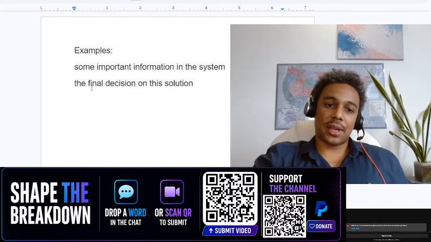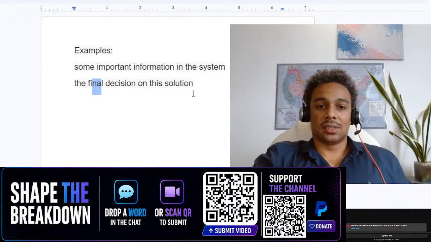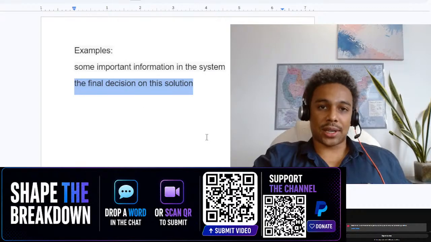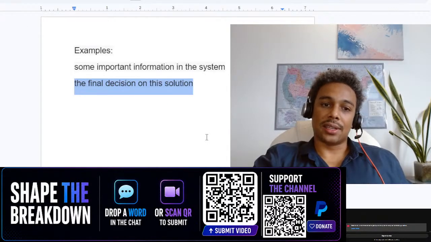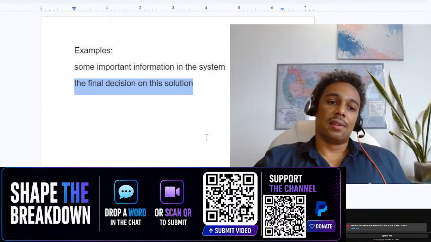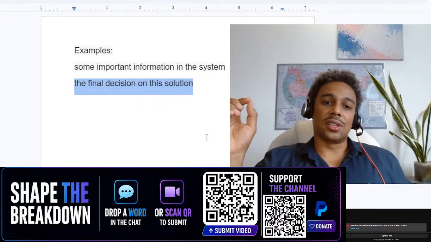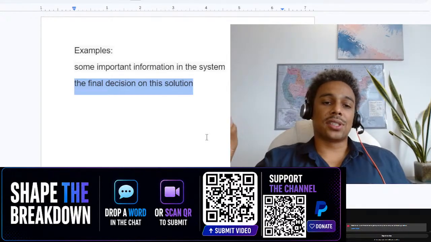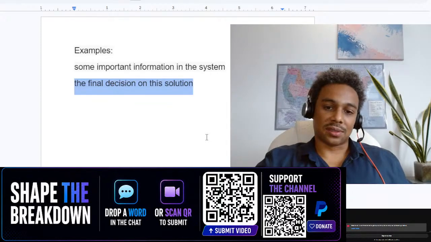Second example, same thing. No final, just "no fnl." No decision, it'd be "decizhn." And no solution, just "solushn." So if you hear me pronounce this with my natural pronunciation, it sounds like this: the final decision on this solution. Again, the final decision on this solution.